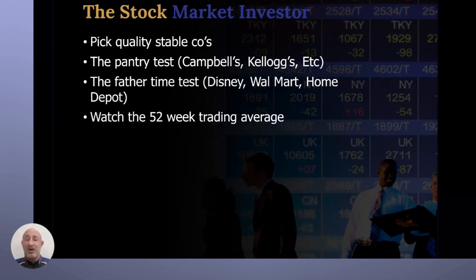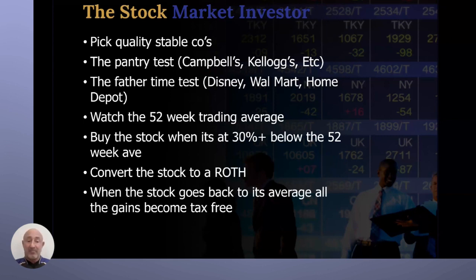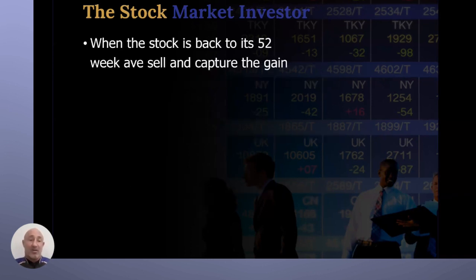If you have the stocks, you just watch the 52-week trading average, as I was sharing with you earlier, then buy the stock when it's down at a discount below that 52-week trading average, then you convert to a Roth. This way you can protect on that conversion. Then when the stock goes back up to its average, all those gains are tax-free to you. When the stock is back up to its 52-week trading average, you can sell and then capture the gains.